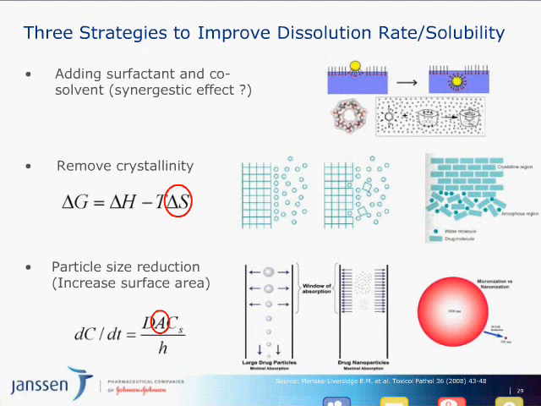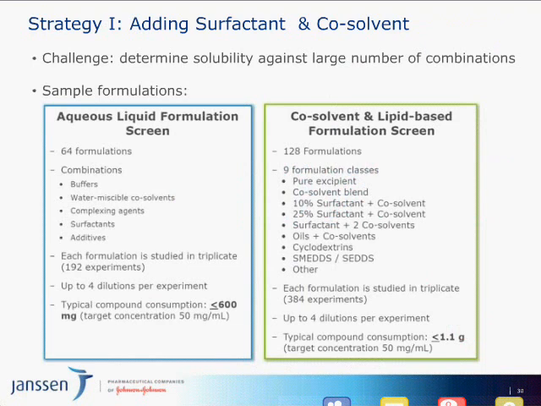A third strategy is particle size reduction. By increasing the surface area, like you see in the Noyes-Whitney equation, if we increase the surface area, we can reach a higher dissolution rate. So we're going to mill our particles to a nanometer size, and by this we will have a better dissolution rate. So how do we do that in the screening work? For the first strategy, we're going to add the surfactants or co-solvents.